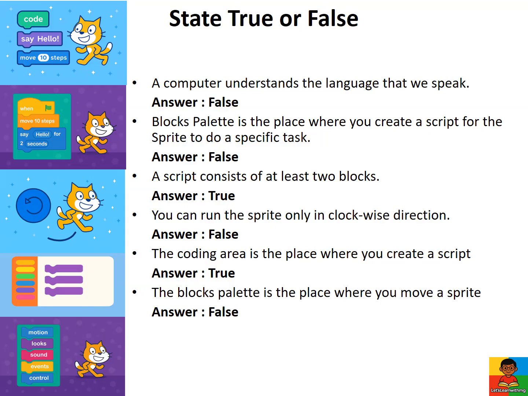A script consists of at least 2 blocks. The answer is true. You can run the sprite only in clockwise direction. The answer is false. The coding area is the place where you create a script. The answer is true. The blocks palette is the place where you move a sprite. The answer is false.